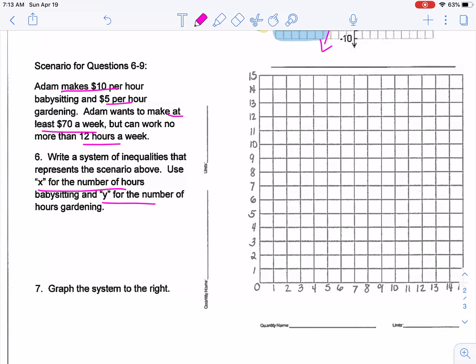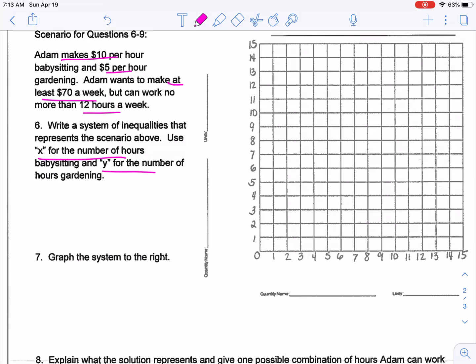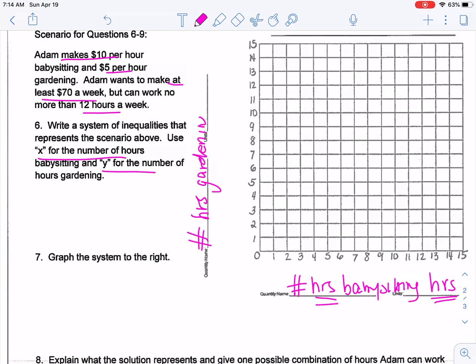So I can go ahead and label my graph right away if I want to. Number of hours, x is what? Babysitting. And our unit is hours, which is already in our label. And the number of hours gardening. And again, hours.